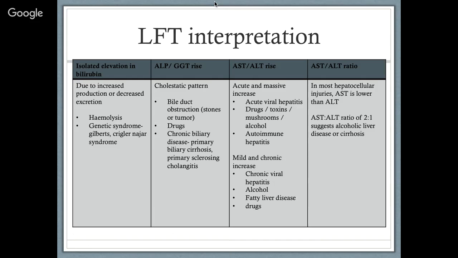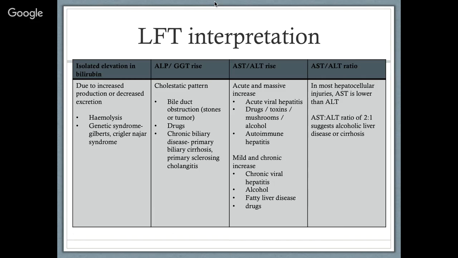And mild and chronic increase, things that are a little bit more mild. So chronic viral hepatitis, alcohol, fatty liver disease, or drugs. Not a hard and fast rule, but just for a basic rule of thumb. And also have a look at the AST-ALT ratio. So most of the time in a hepatocellular injury, the AST will be lower than the ALT. But if we have an AST-ALT ratio of 2 to 1, we think of alcoholic liver disease or cirrhosis.